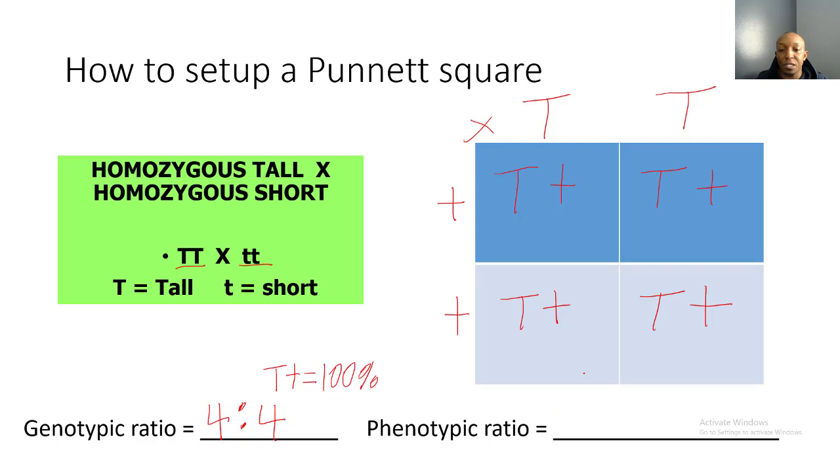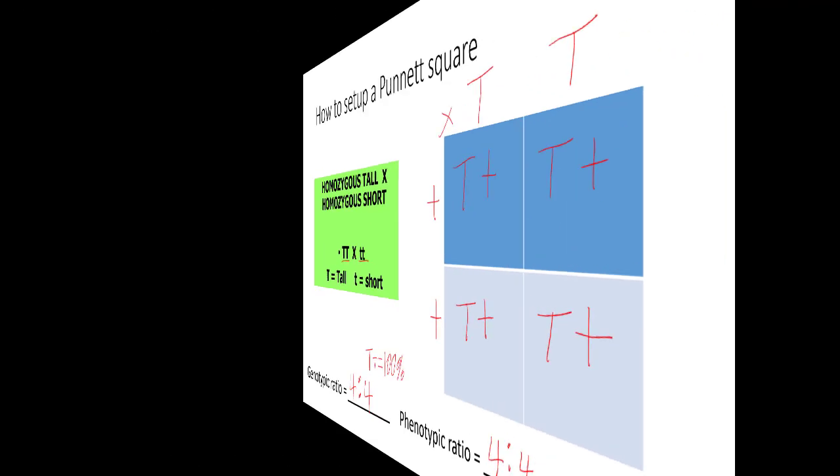So let's look at our phenotypic ratio. That's the physical trait that's going to show. Notice that all four of them are going to be tall. Why are they going to be tall? Because remember, your dominant trait is going to mask or hide that recessive trait.